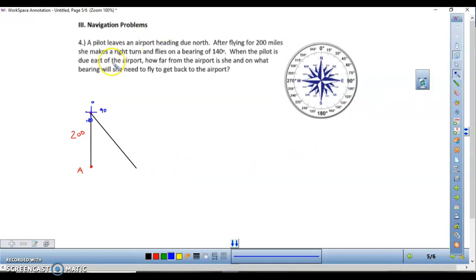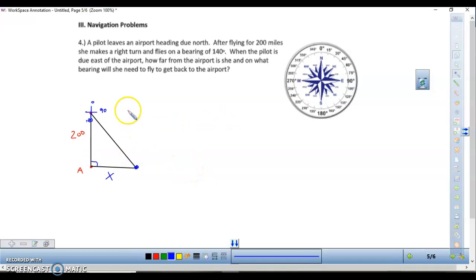Then it says, when the pilot is due east of the airport. Well, east, obviously, is to the right of the airport. There's my compass. So right here, she is due east of the airport. This is where the plane will be now. How far from the airport is she? We know that's a right angle because this was north of the airport, and this was east of the airport, and those form a right angle.